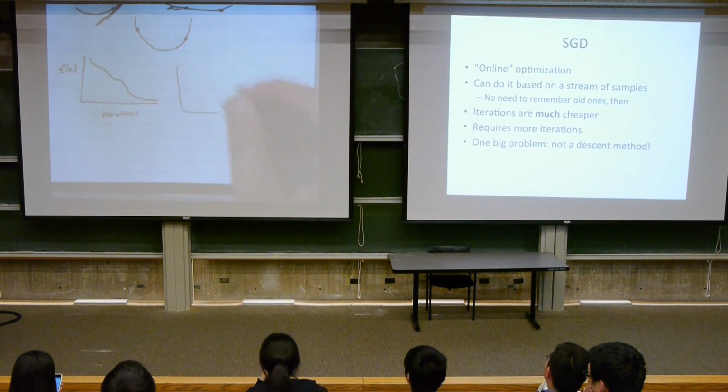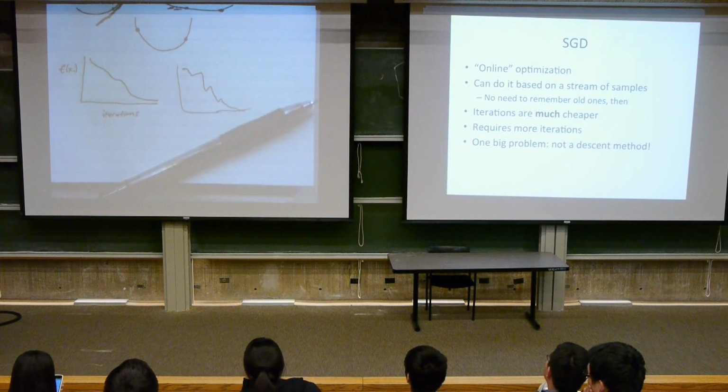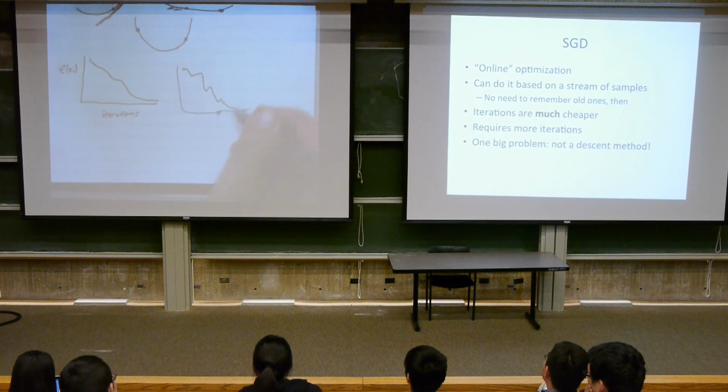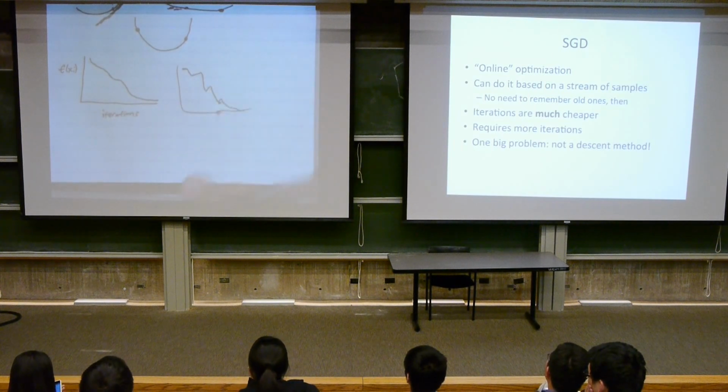With SGD, that's not necessarily true. It might look something like that. It'll go up once in a while. So that makes it harder to know when to stop, because a lot of the termination conditions are based on this not changing very much. But if it's increasing versus not changing, sometimes it's hard to tell whether you've actually reached a minimum or not.